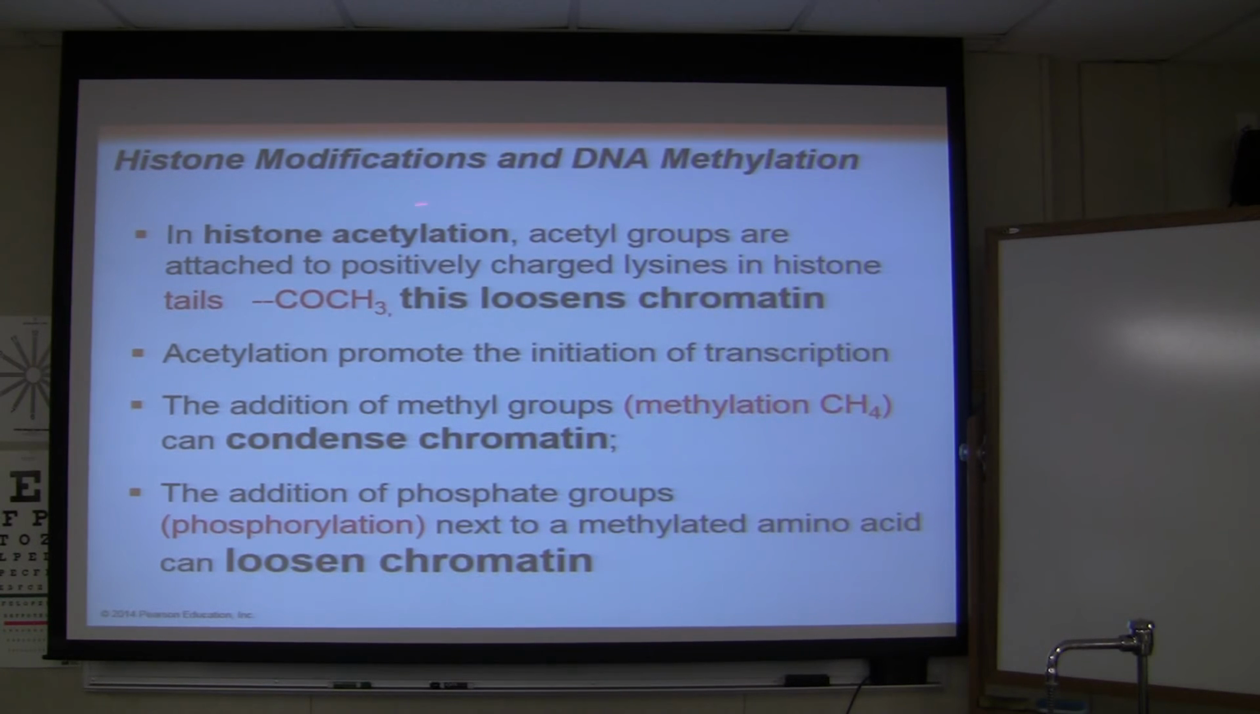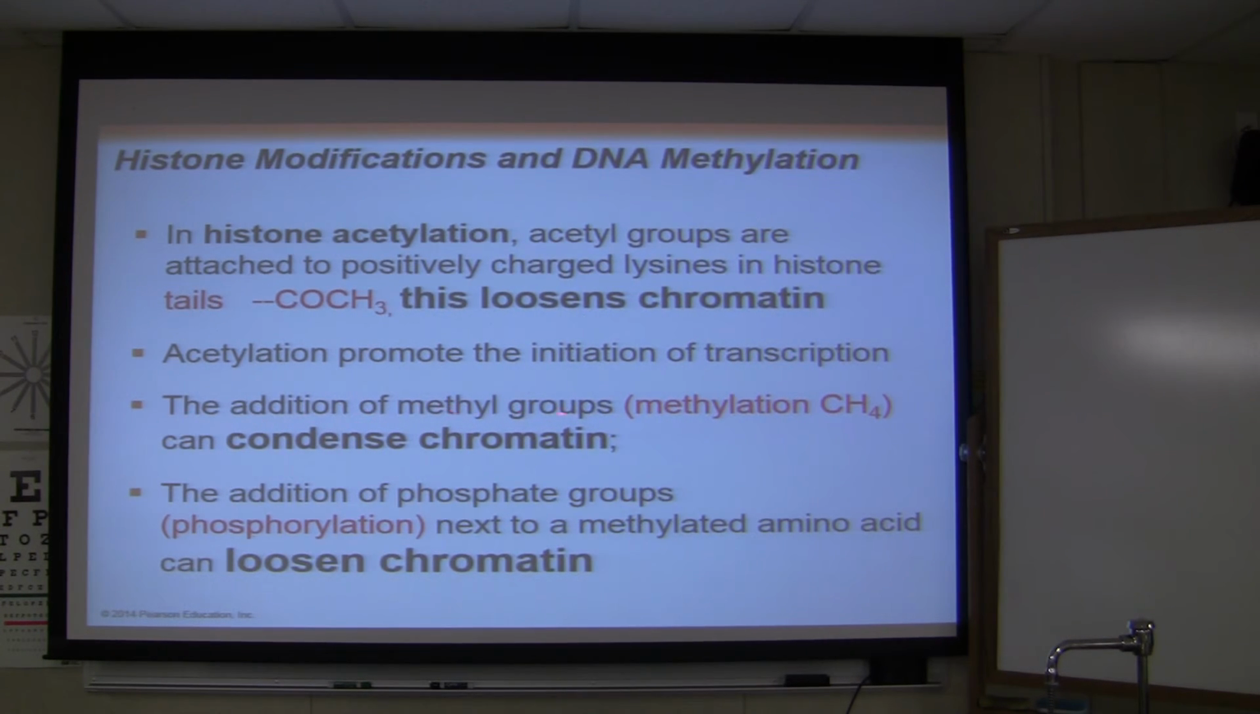So what happens is the acetyl group attaches to lysine right here in the histone tails, and this loosens up chromatin. So that compact chromatin that I talked about right here needs to loosen up. How does it loosen up? By adding an acetyl group to it, so it will loosen up. Acetylation promotes the initiation of transcription.